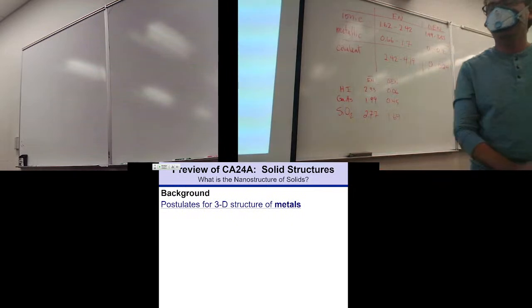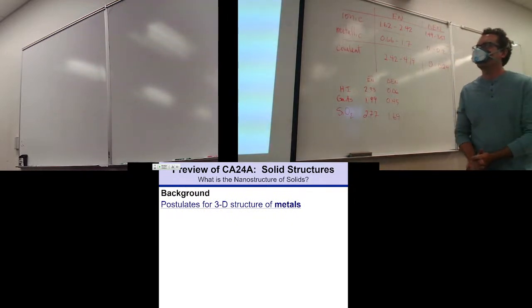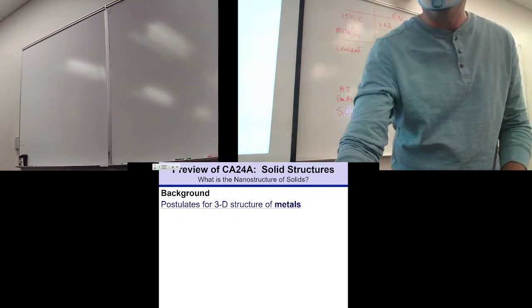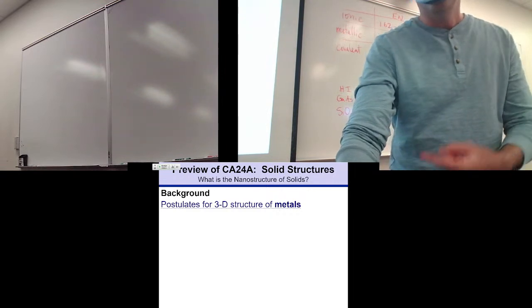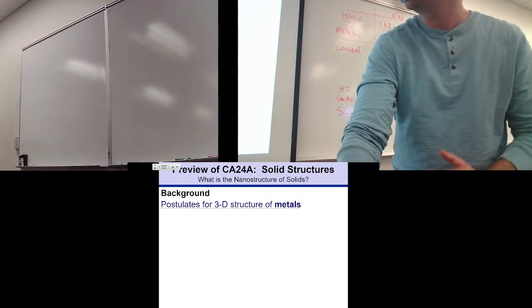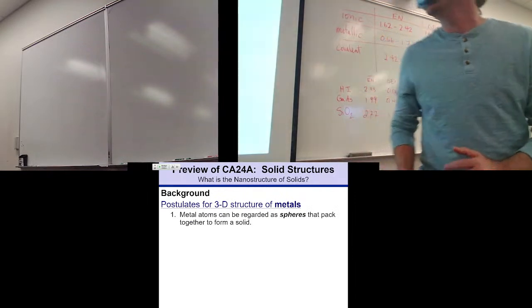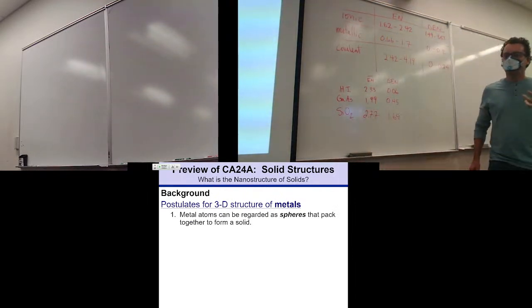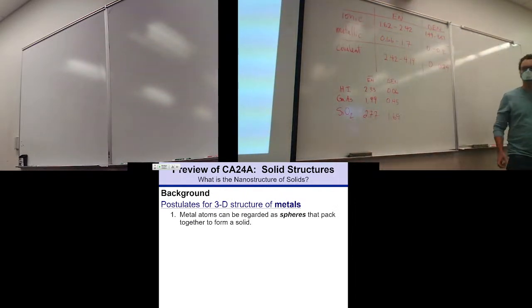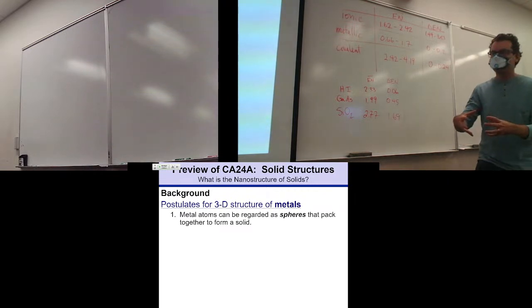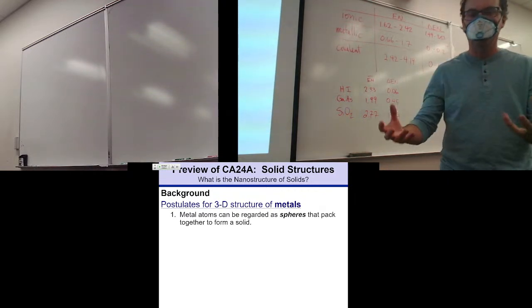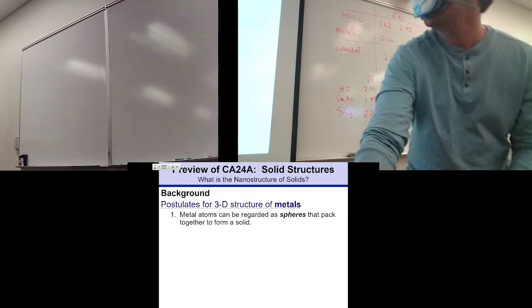So how are we going to describe these structures, these extended arrays of atoms for metals and for ionic compounds? Let's start with metals since it's a little easier. We're going to make things simple. We're going to treat all atoms as just solid spheres, kind of like ball bearings, just to make it simple. And they pack together to form a solid.